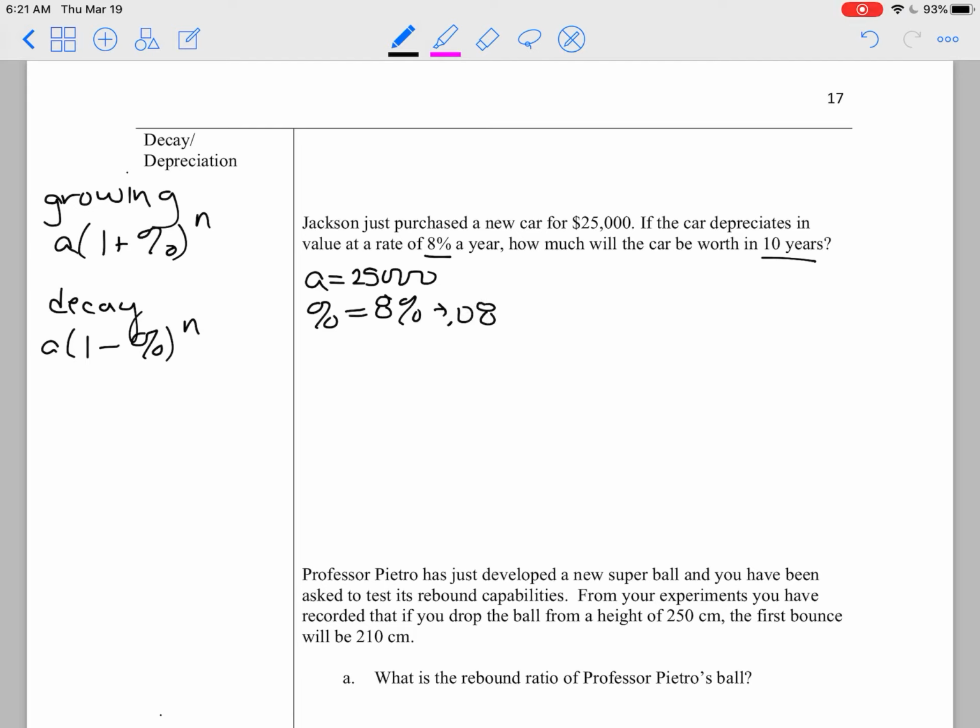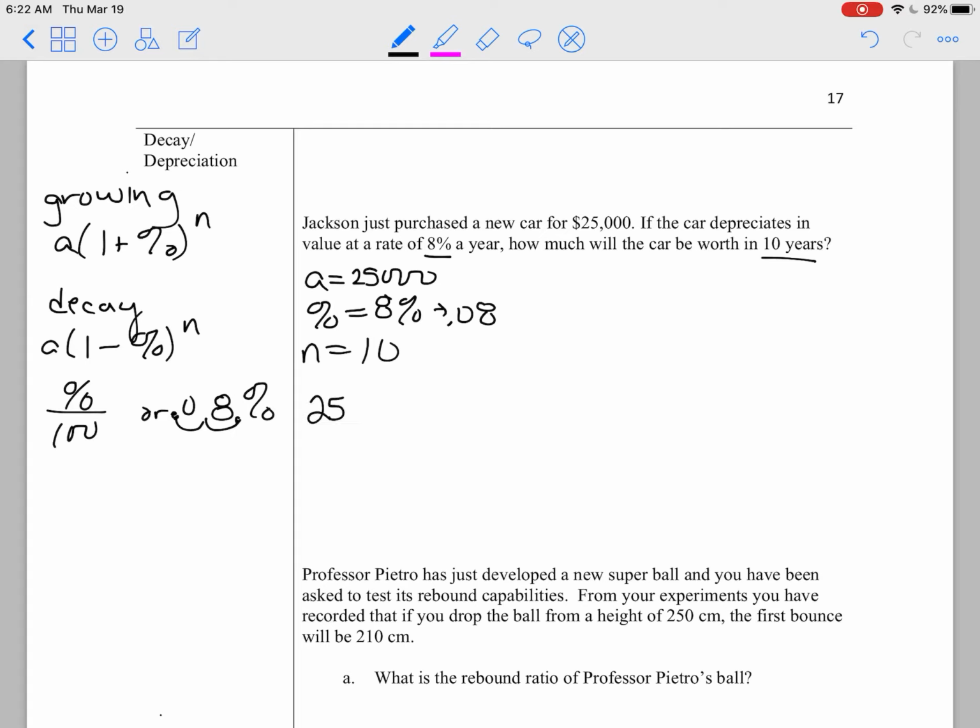Remember, to change your percent to a decimal, there's two things. You can divide it by 100, or since this is 8%, my decimal's here, and you can move it twice and just fill it in with a 0. And this time n is equal to 10. Just put everything into the equation.